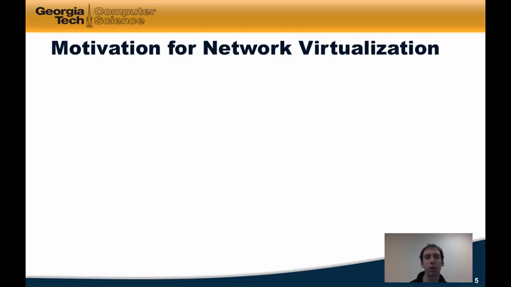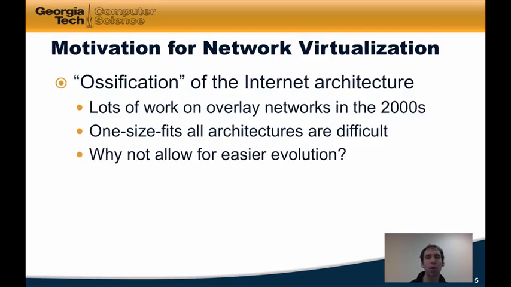So what's the motivation for network virtualization? Well, one of the original motivations was, quote, the ossification of the internet architecture. And there was lots of work on overlay networks in the 2000s in networking that essentially was trying to make changes to network functions by building overlay networks on top of the underlying IP infrastructure, acknowledging the fact that it was rather difficult to change the underlying IP infrastructure.